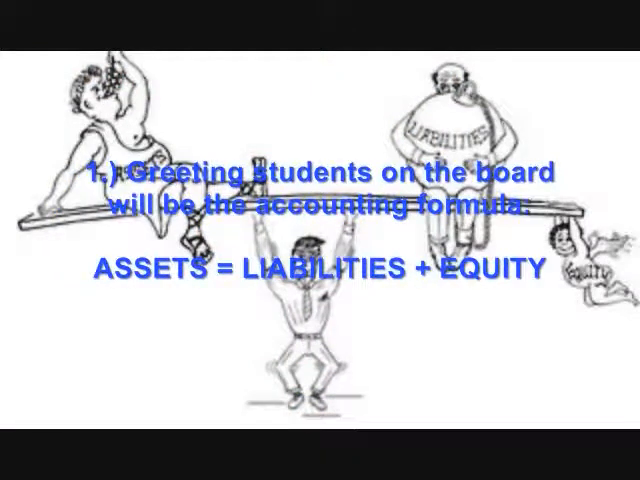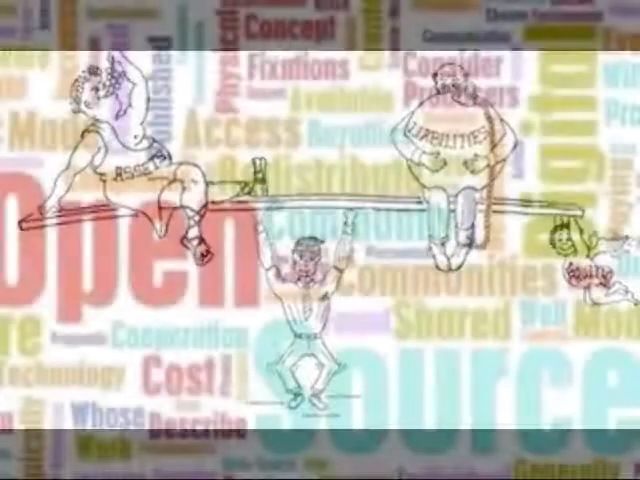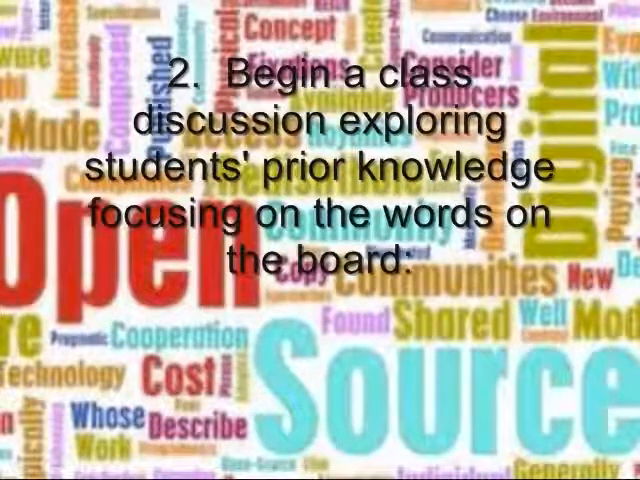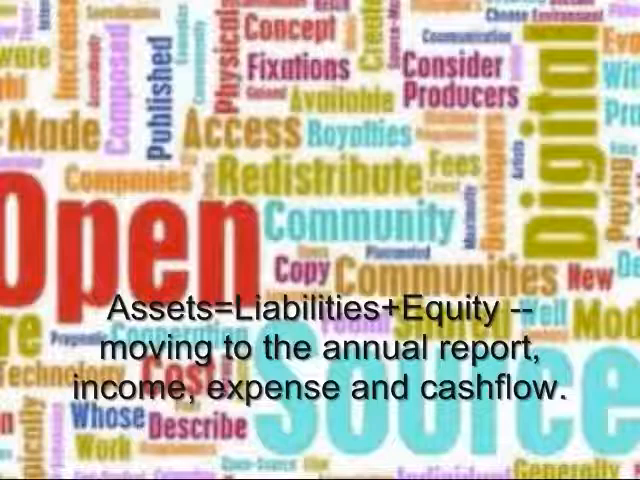The lesson objectives include 4 phases. 1. Greeting students, on the board is the accounting equation, which states assets equal liabilities plus equity. This will get the students thinking about the formula and will begin to draw on their prior knowledge. 2. A class discussion will begin to further extend their prior knowledge, focusing on the accounting equation and then moving to new concepts that include the annual report, income, expense, and cash flow.